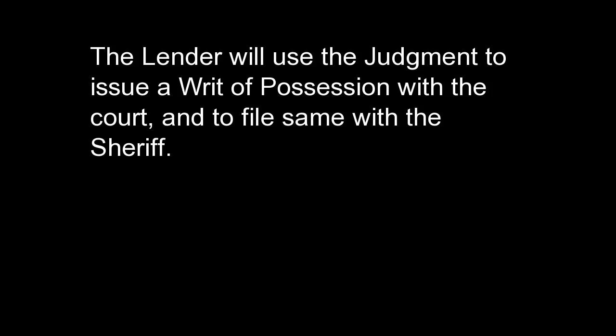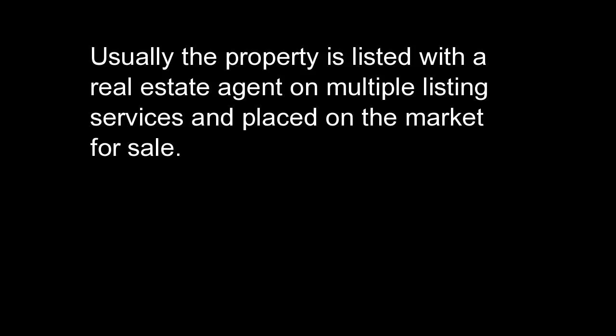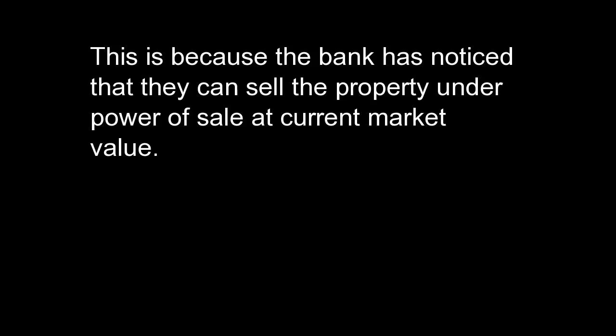The lender will use the judgment to issue a writ of possession with the court and to file same with the sheriff. The sheriff will then ensure that the homeowner is evicted from the property so that it can be sold. Under power of sale, the bank has the right to sell the property by auction, private contract, or tender. Usually the property is listed with a real estate agent on multiple listing services and placed on the market for sale. This is because the bank has noticed that they can sell the property under power of sale at current market value.